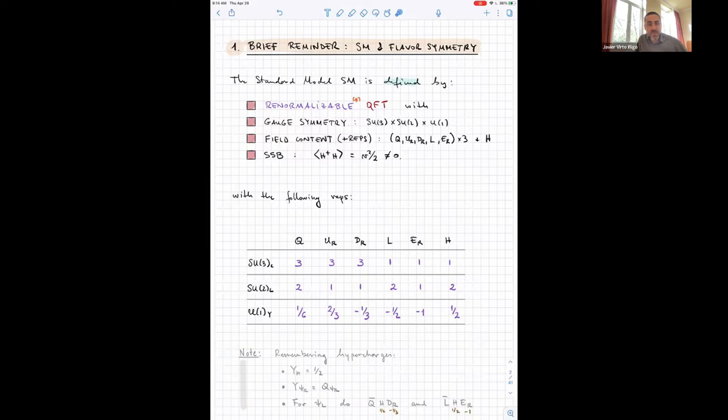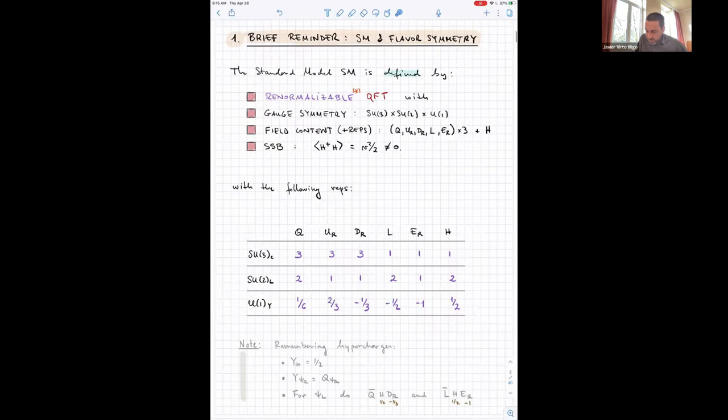fourth ingredient of the standard model, which is spontaneous symmetry breaking of the gauge symmetry. And in the standard model, this happens because this scalar field has a non-zero value for its vacuum expectation value, okay? We give it a name, we call it V, for vacuum expectation value. And since H transforms in a non-trivial way under the gauge group, if you want to give it a vacuum expectation value, you have to break the symmetry. So this spontaneously breaks this symmetry to SU(3) color times U(1) electromagnetism.